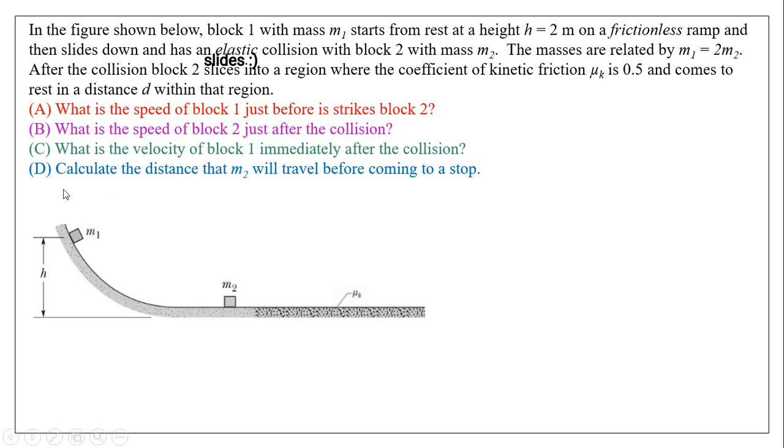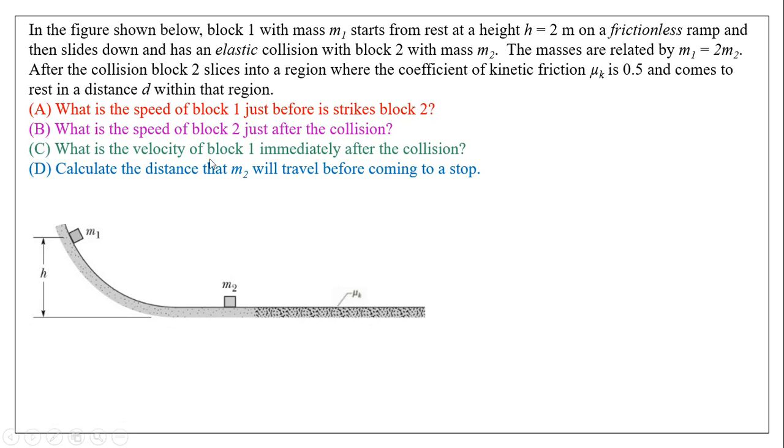Right, so in this particular problem, we have two blocks. We have M1, and then we have M2 that's resting at the bottom of this horizontal surface. It says here the initial height is 2 meters, and then it says M1 is twice the mass of M2, where I'm circling back and forth with my cursor here in the statement. And it says the coefficient of kinetic friction for this rough horizontal surface is 0.5.